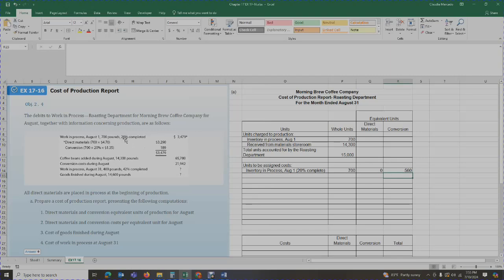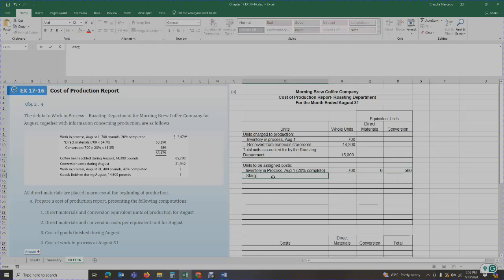We got the 560 by getting the 80% that is pending to be completed this month, because the problem says 20% has been completed. So that means 80% will be completed in the month of August. 80% times the 700 pounds will give you the 560. That is the equivalent units. Yes, we have 700 pounds of coffee beans, but for direct materials purposes for this month, we're not going to account for anything because those coffee beans were accounted for in July. Conversion cost, 20% was accounted for in July, and the 80% will be accounted for in August. So we have to classify it between the month that it started production and the month that it ended production.